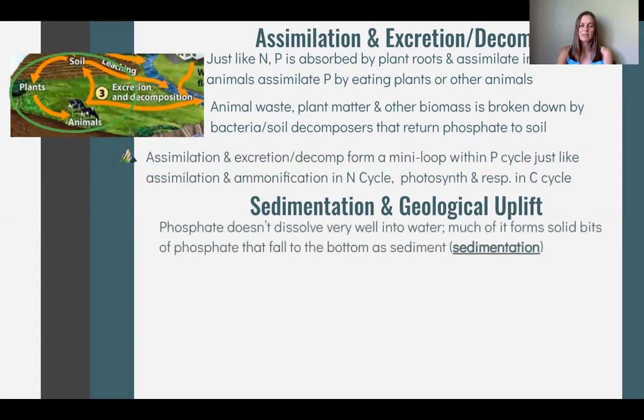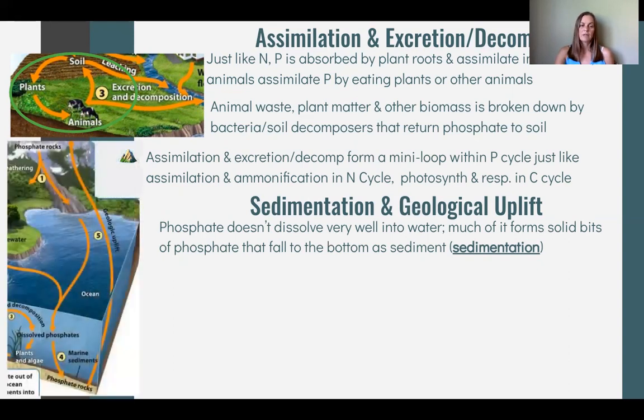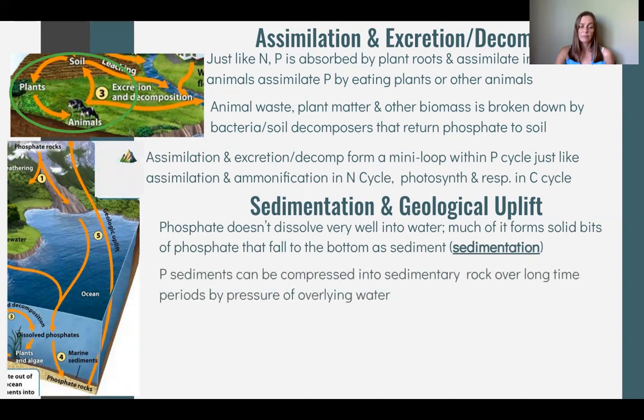And then we have sedimentation and geological uplift. As I said earlier, phosphate doesn't dissolve very well in water. Much of it forms solid bits of phosphate, or phosphate compounds, ionic compounds, that fall to the bottom of bodies of water as sediment. Over time, that sediment becomes compacted and compressed into sedimentary rock by the pressure of that overlying water.